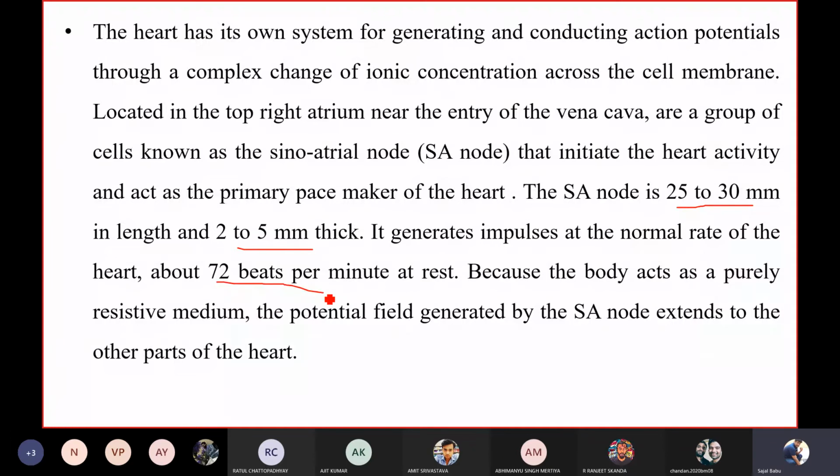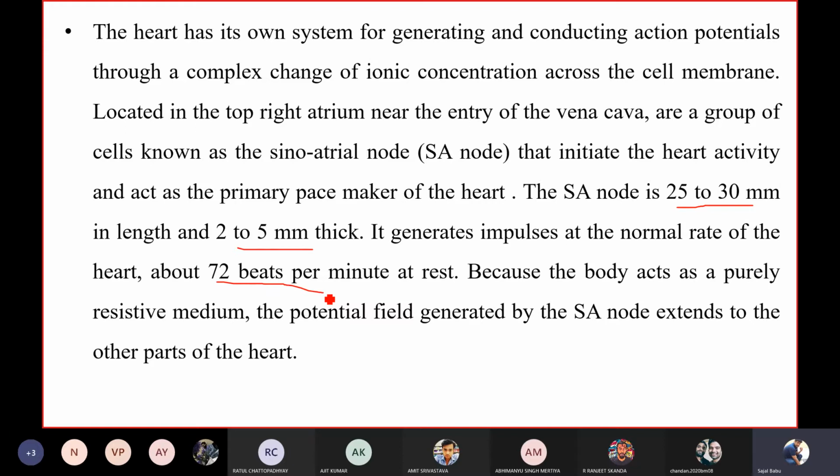The length and thickness have been given here, and this SA node is generating electrical impulses. How many electrical impulses is it generating? It is generating 72 pulses per minute. That is the reason why your heartbeat is 72 beats per minute. So this is about the SA node.